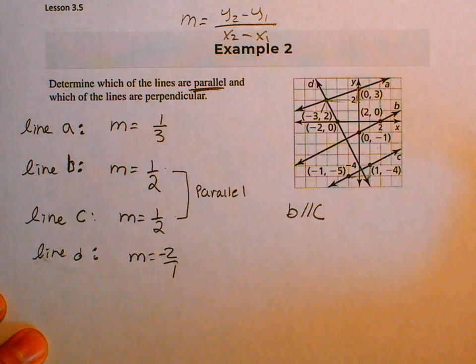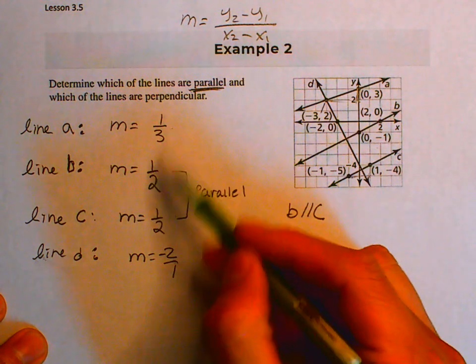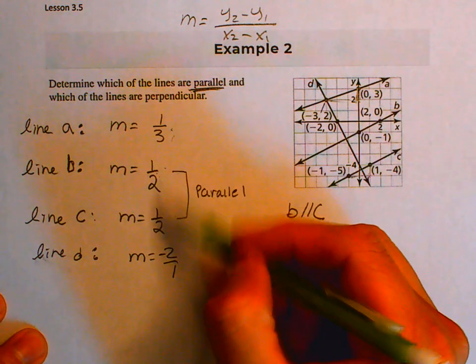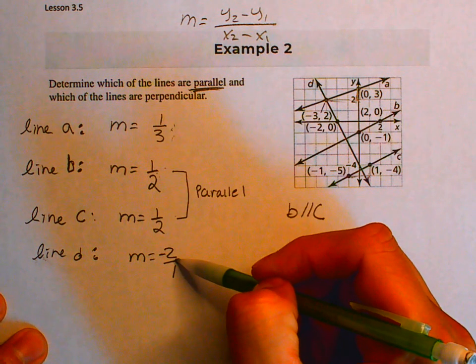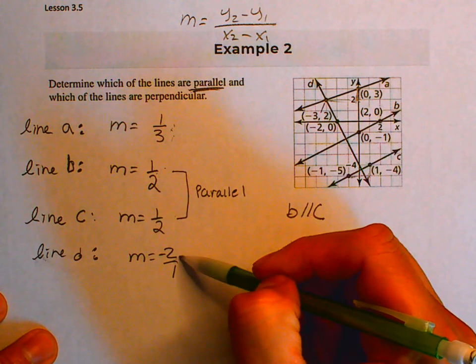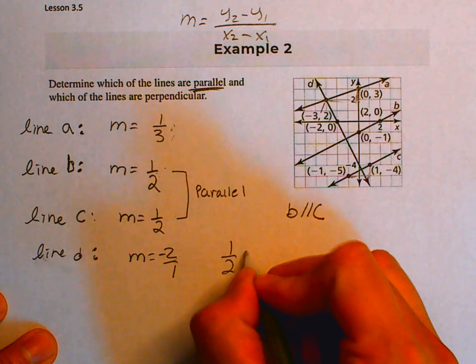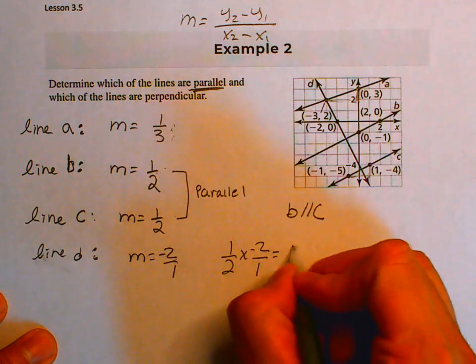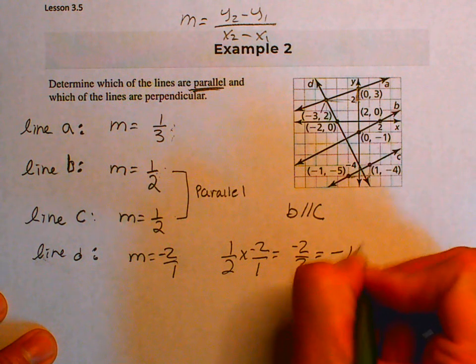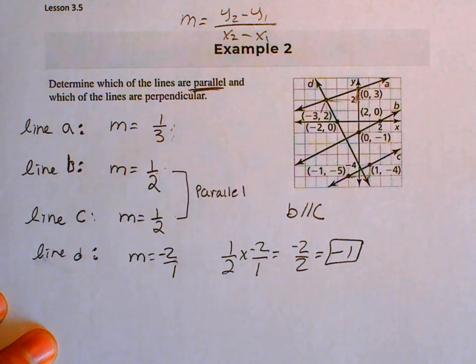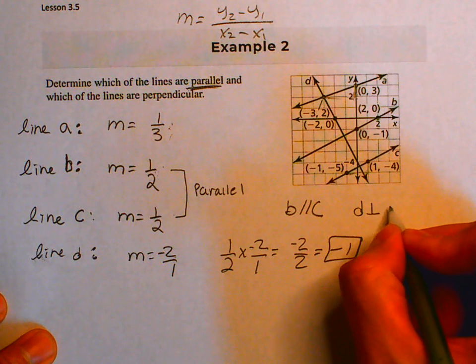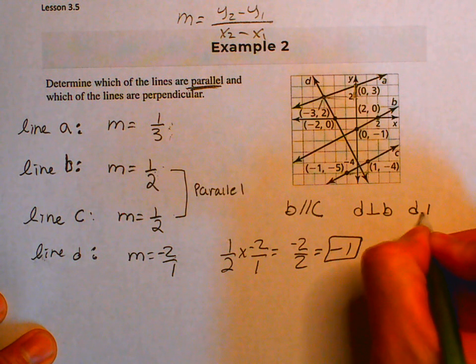Now, which ones are perpendicular? Remember, the product of the slopes has to be negative 1. So obviously, if you multiply these 2, that's not going to be negative 1. If you multiply these 2, that's not negative 1. If you multiply these 2, that's not going to be negative 1. But if you multiply this one and this one, okay, if you multiply 1/2 times negative 2 over 1, that product is going to be negative 2 over 2, which is indeed negative 1. So that means that line D is going to be perpendicular to both B and C.